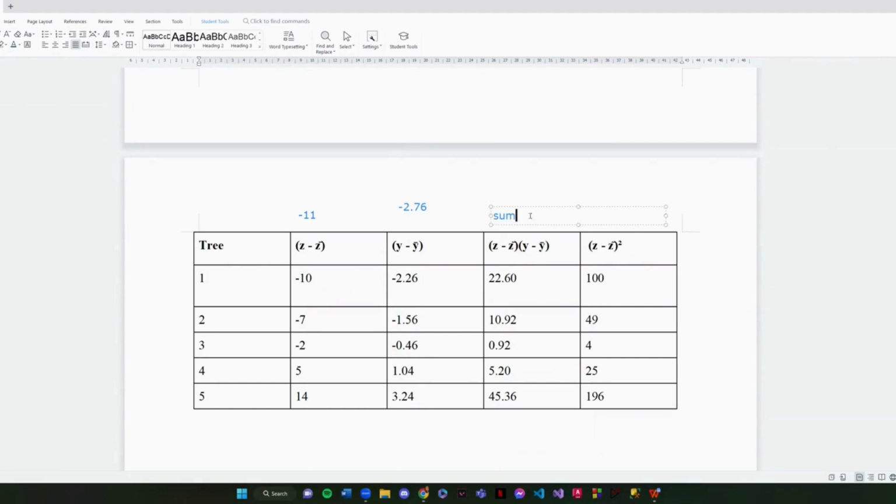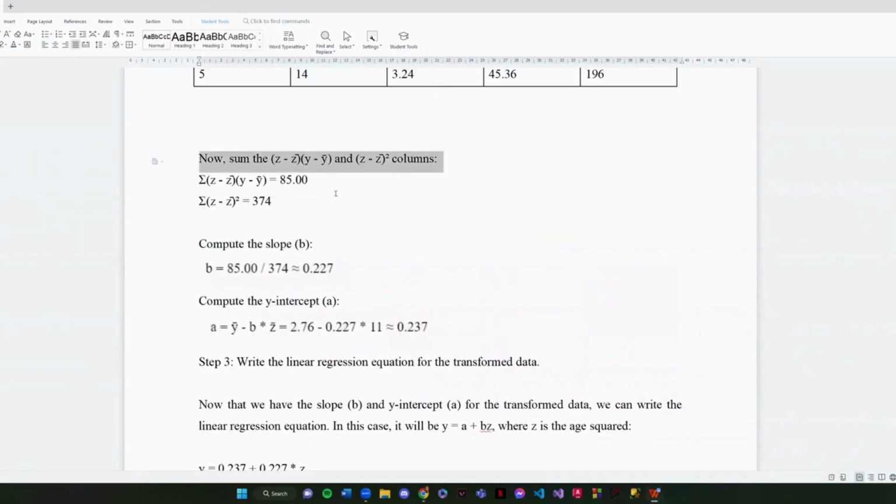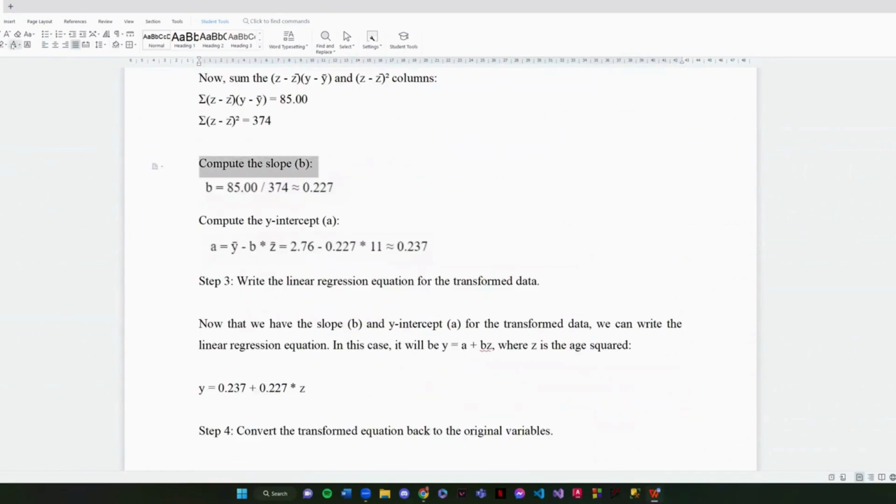Ayan yung magiging answer. So, ito, product siya. Sorry, product, hindi sum. Product yan ng dalawang column right here. So, ngayon, z minus z bar, squared mo lang to. Yan, negative 10 squared, we have 100. Ayan, yan lang yan. Now, the sum, we have 374. Ayan, yung magiging answer.